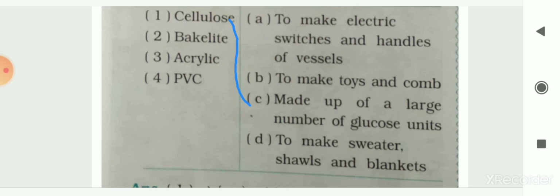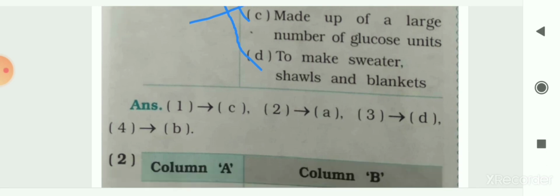Next is bakelite. Bakelite is used to make electric switches and handles of vessels. As we had seen in the earlier reason, it is the thermosetting plastic. So we are using it to make electric switches and handles of vessels. Next is acrylic. Acrylic is used to make sweaters, shawls and blankets. And last, fourth, is PVC. It is used to make toys and combs. So this is your answer for the matching. Now next matching, another matching is given to you.